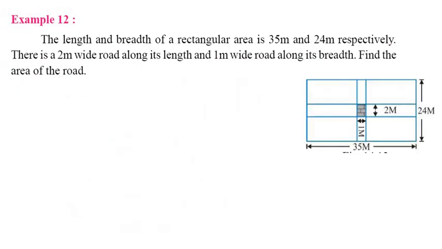Now come to the next question. Example 12. The length and breadth of a rectangular area is 35 meter and 24 meter respectively. There is a 2 meter wide road along the length and 1 meter wide road along the breadth. It is given in the figure. Now find the area of the road. So let us do how we can do this one.